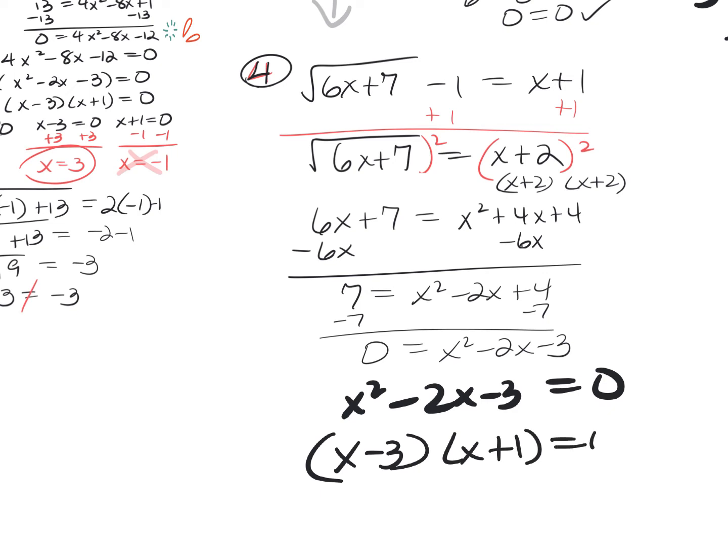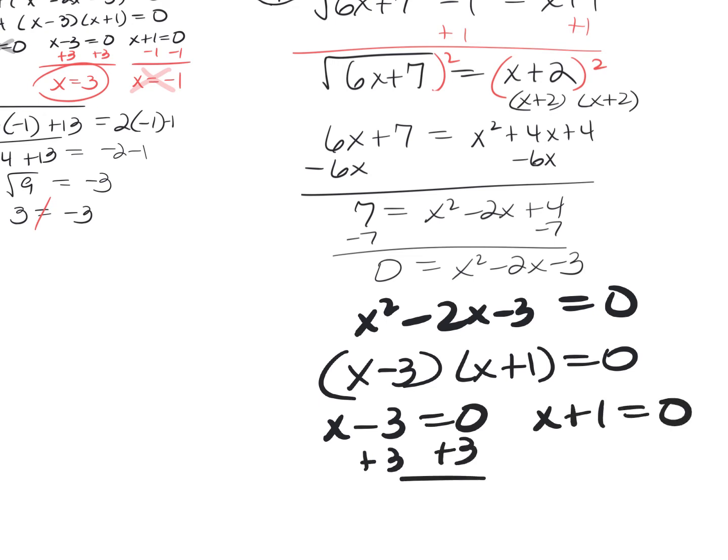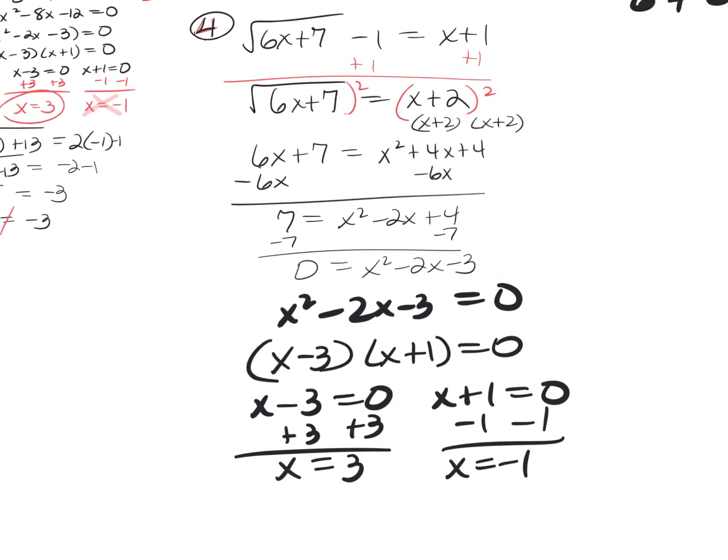I'm going to go ahead and solve each one by setting it equal to 0. Add 3. First potential answer is x equals 3. And the second one is x equals -1. I have to do the check now. So I'm going to check both of them.